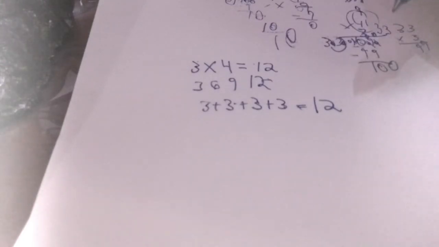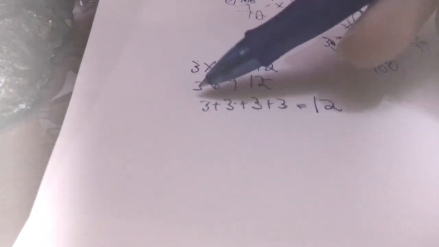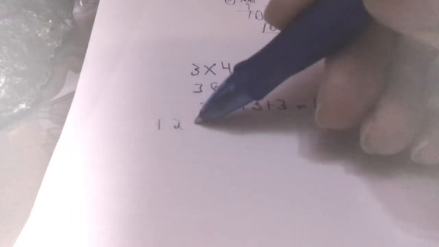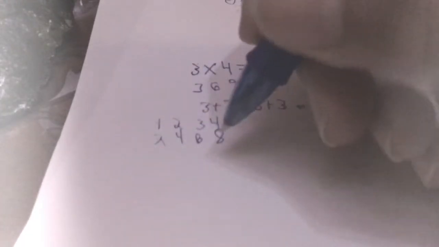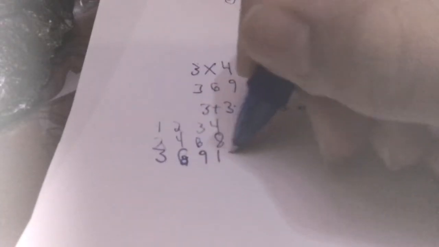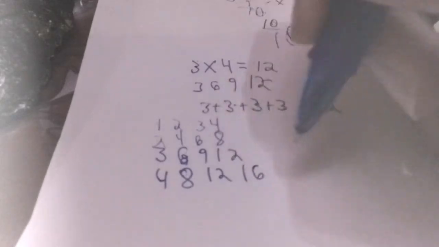Alright? And basically you have to do this all in your head. So memorize it, like 1, 2, 3, 4, 2, 4, 6, 8, 3, 6, 9, 12, 4, 8, 12, 16, and so on.